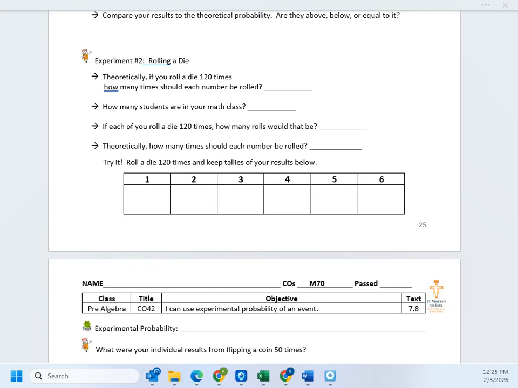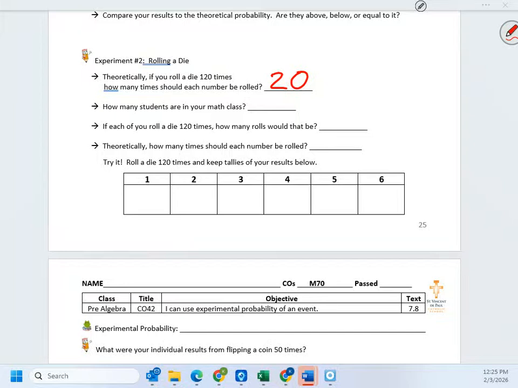So, rolling a dice. Theoretically, if we rolled a dice 120 times, how many times would each number on that six-sided dice be rolled? Clara? 20. Why 20, Clara? Because 120 divided by 6. Yeah, it's a six-sided dice. We have six numbers, so we divide that 120 by 6. So we should roll each number 20 times.